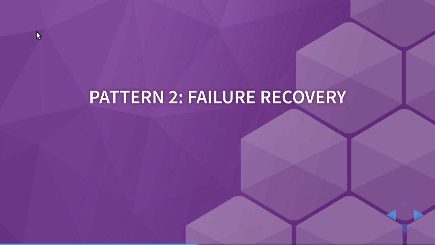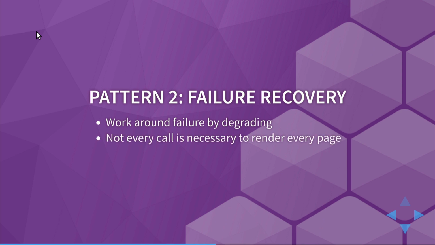So the second pattern that I'm going to introduce is failure recovery. So we can work around failure by degrading. Not every call that we do to our back-end services is going to be necessary to render every page. So in the case of the item page, you're going to want to actually see the item. So we're not going to do any failure recovery for the item, because what else are we going to show if you can't view the item?